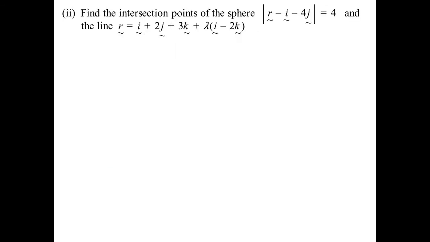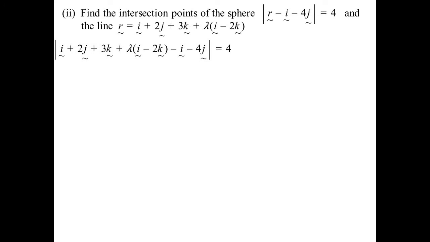This time we've got a sphere and a line, and we've got to find where they intersect. A sphere and a line. So what I've done is I've substituted the equation of the line into the equation of the sphere. That should be able to create what lambda will end up equaling and things like that.